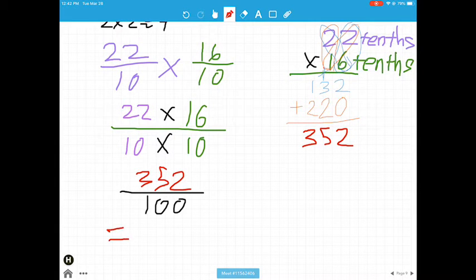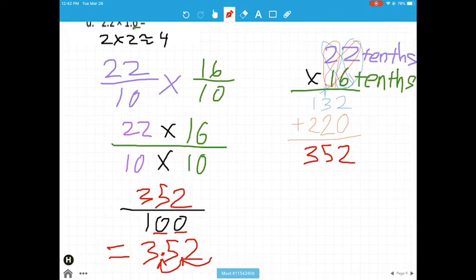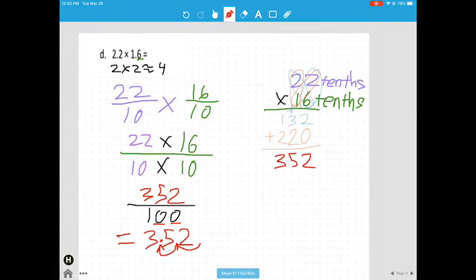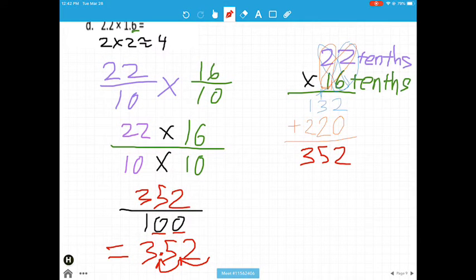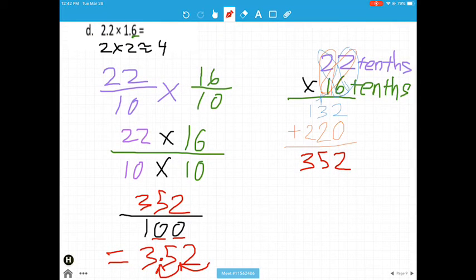Then to write that as a decimal, we have 352. And we see that we have 2 zeros here, so we can put it 1, 2. We said our answer is going to be close to 4, and 3 and 52 hundredths is close to 4. So our answer is correct, most likely. Now, if you don't know where to put the decimal, just think about how many decimal places are in the problem as well. 1, 2.